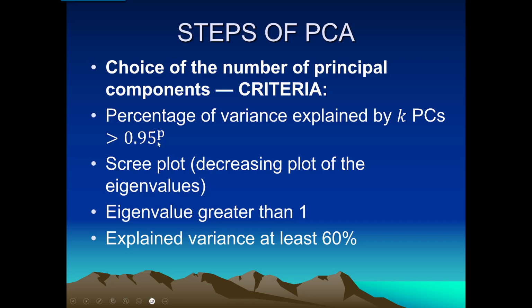Or if the variables are standardized, use the eigenvalues which are greater than 1, because the variance of each variable is 1. And therefore, an eigenvalue which is greater than 1 means that you explain at least a little bit more than one variable. So this is a safe criterion. Or, you want that the explained variance can be at least 60%. These are minimum requirements. What is the best? No one knows. These are sensible criteria.